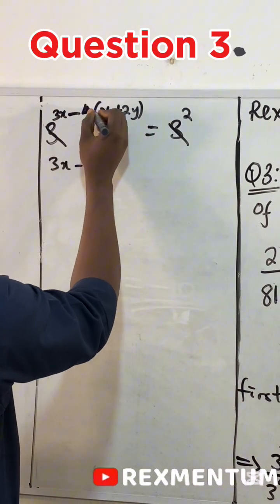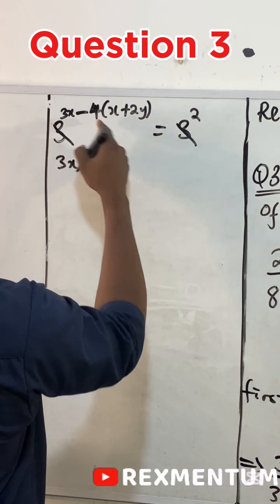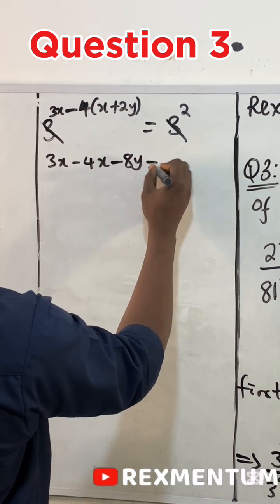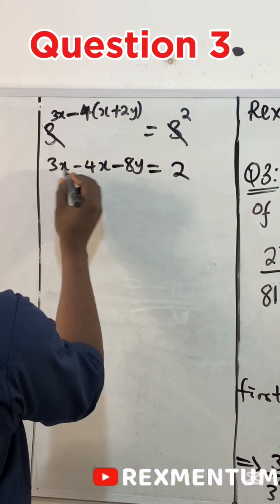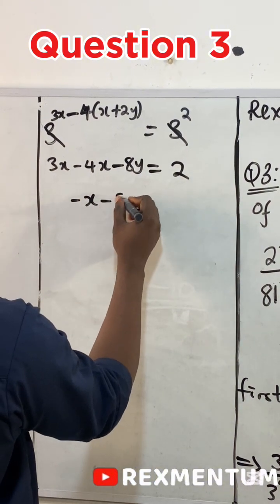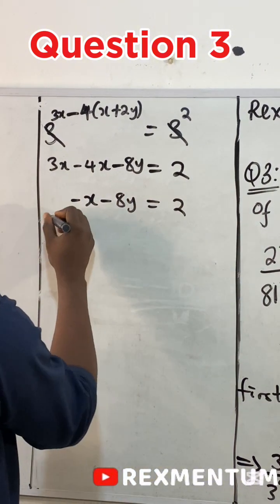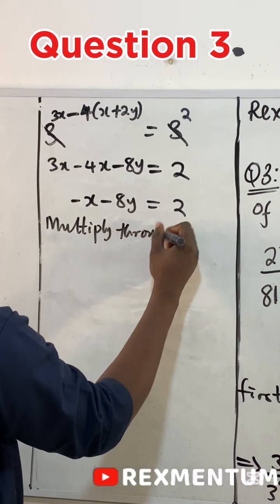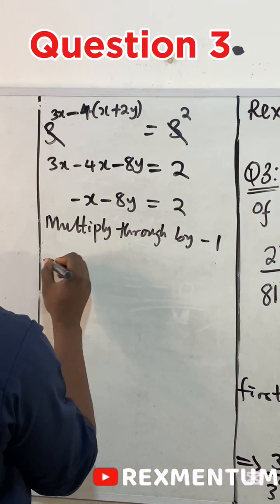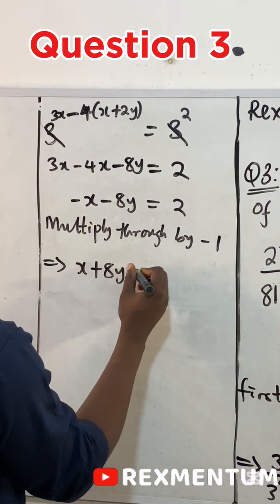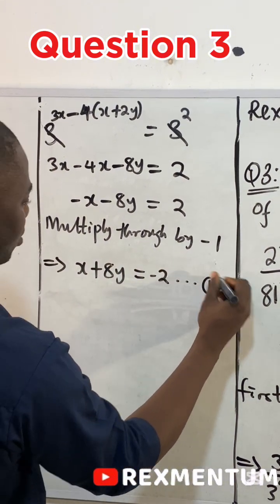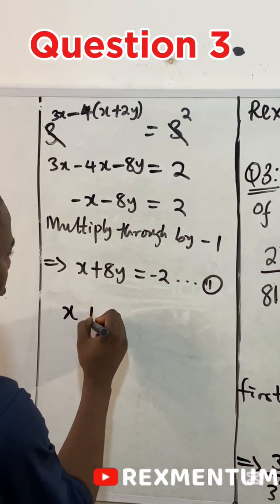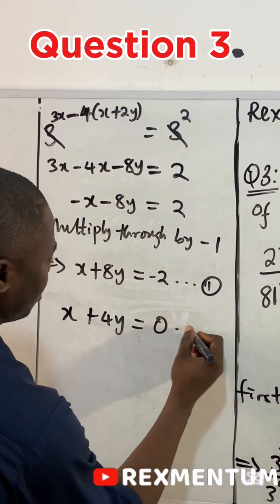3x minus, remember this 4, so minus 4 times x, and minus 4 times minus 8y is equal to 2. So 3x minus 4x is minus x, minus 8y equal to 2. Let's multiply through by minus 1. This implies that x plus 8y equal to minus 2. Let's call this our equation 1, since it's coming from the first given equation. Then secondly, we have x plus 4y equal to 0, equation 2.